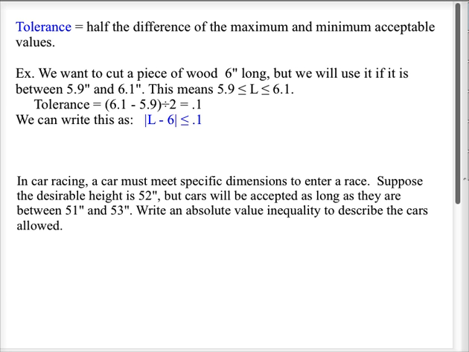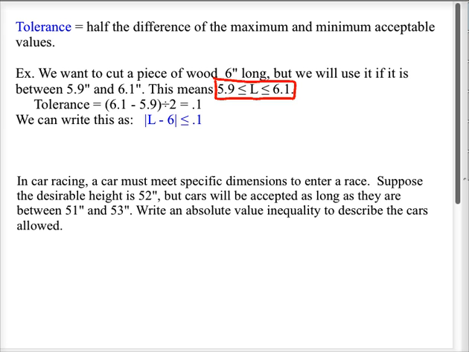So let's take a look at an example. We want to cut a piece of wood to be 6 inches long, but we will use it if it's between 5.9 and 6.1 inches. Here they're starting us off with, we want 6, but we'll allow it to go down to 5.9 and up to 6.1. If we were writing it as simply an inequality, that's really what we're looking for: we want the lengths between 5.9 and 6.1.